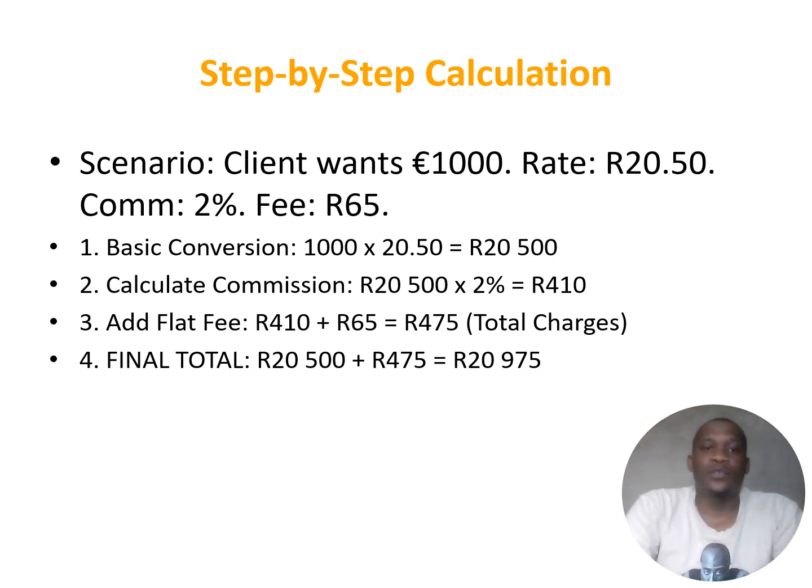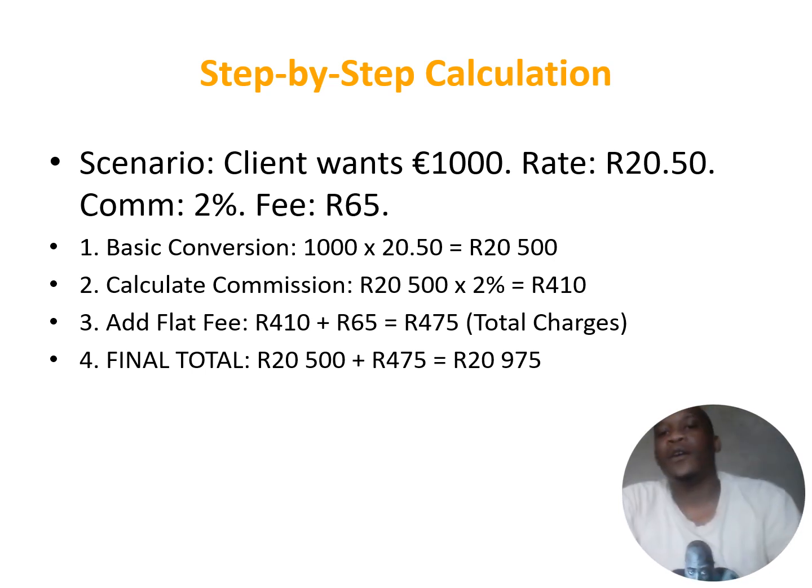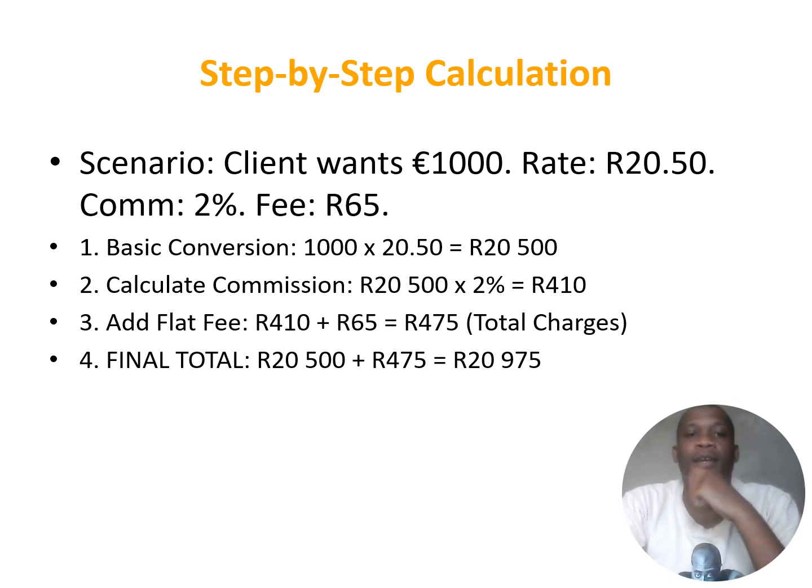To calculate the commission, we take that 20,500, since the money is now converted, and then we multiply by 2 and divide by 100%, which means 2% of 20,500 is going to be 410 rand. Then the third step is that we add the 65 rand fixed amount, the flat fee, which is 65 rand.